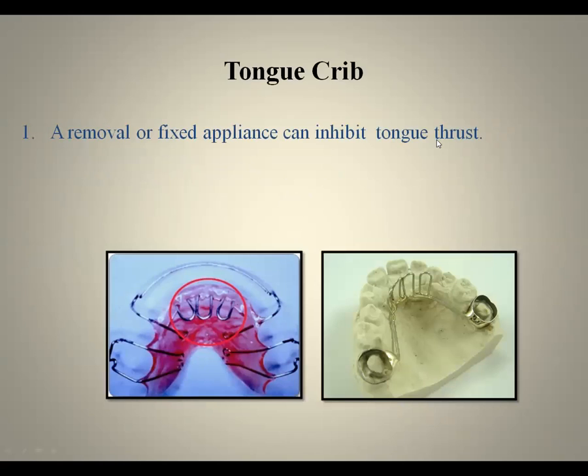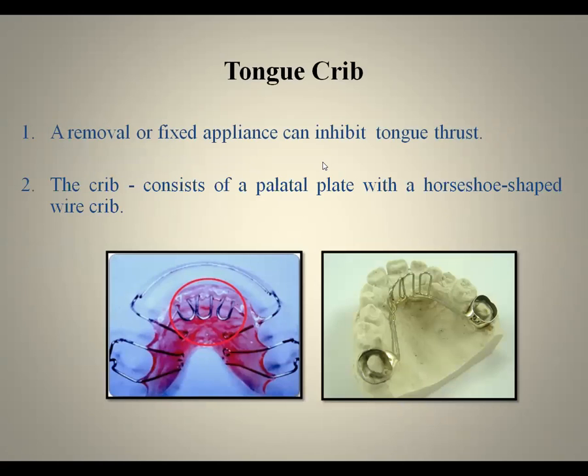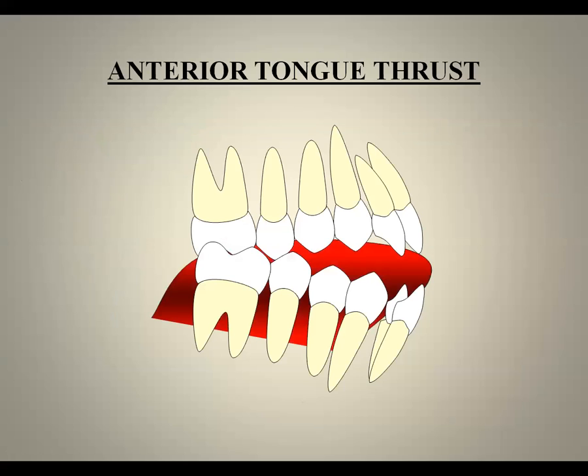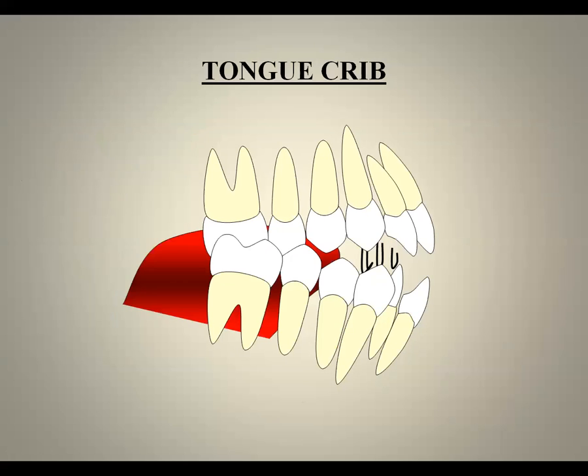For habit breaking, we usually use tongue crib. Tongue crib is a removable or fixed appliance. The crib consists of a palatal plate with a horseshoe-shaped wire crib. In patients with anterior tongue thrust, we use tongue crib to modify the habit and to treat the open bite.